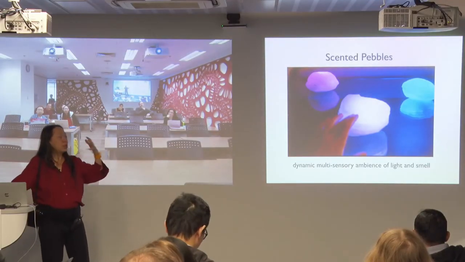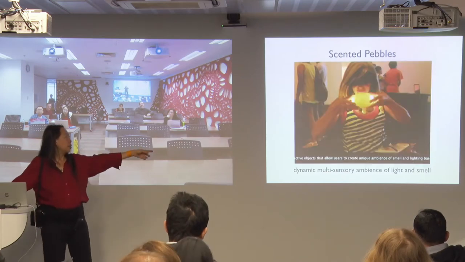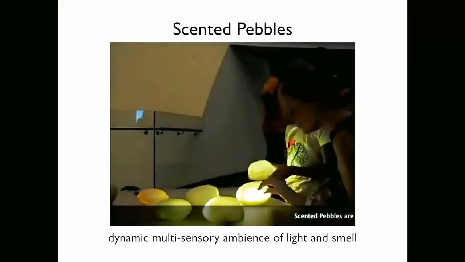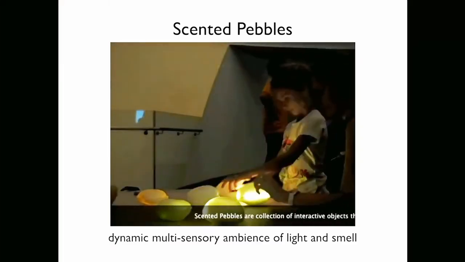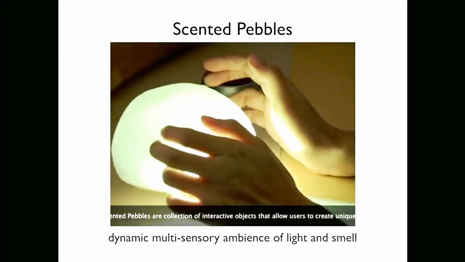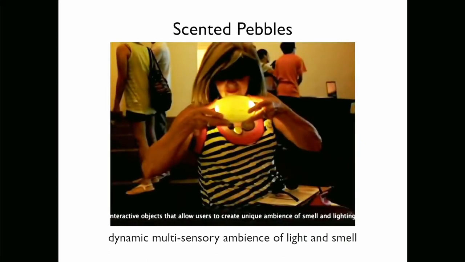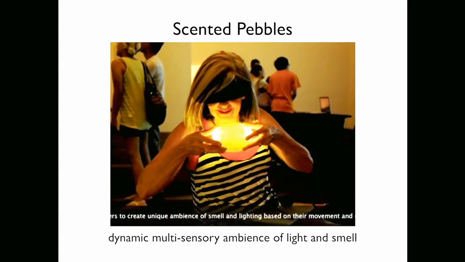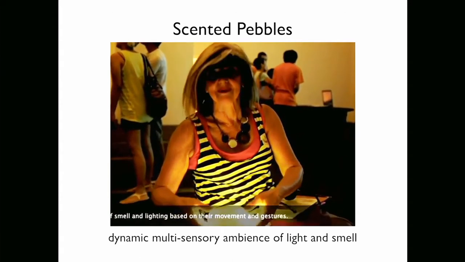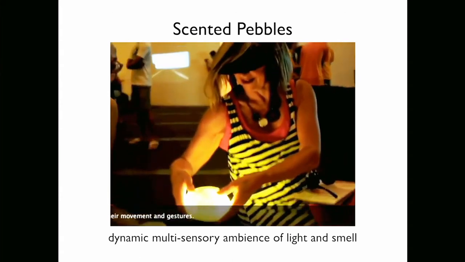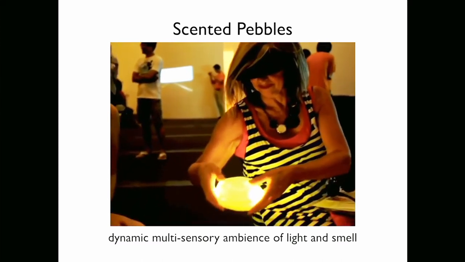So we talked about taste and smell, and this is another one about smell. The idea is that if you have the pebble and you're not touching it, it may just have a very calm green tea smell. Once you touch it, you have the sensor, so you do vibration, and you can trigger a different smell. Depending on how you shake it, you can have different smells.